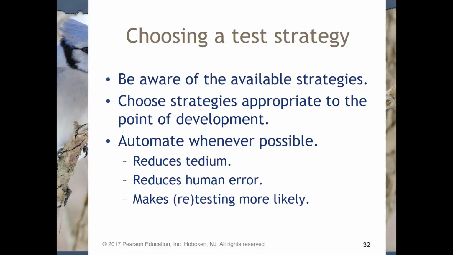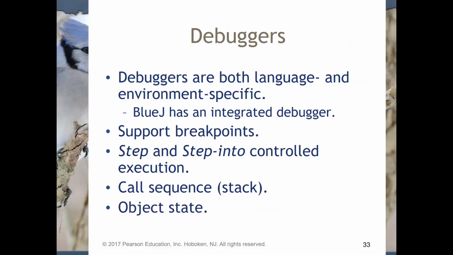Choosing a test strategy. Be aware of the available strategies. Choose strategies appropriate to the point of development. If you're at the end of your development lifecycle, adding JUnit is too late as a rule. But if you do this stuff and you do it right as you're moving along, you will reduce human error, and it makes retesting more likely because once it's in a harness, you simply, with a few clicks, test a bunch of code and see what you get out of it.